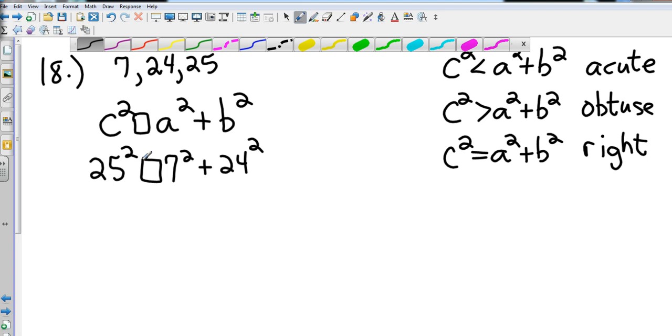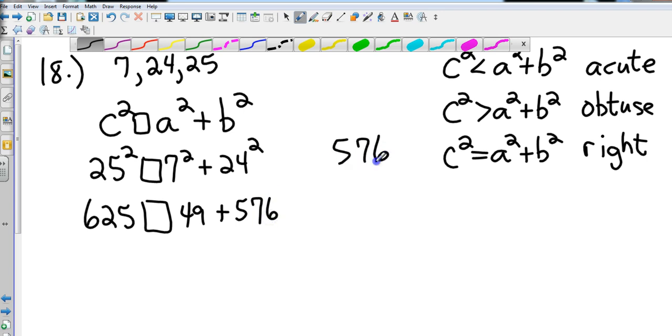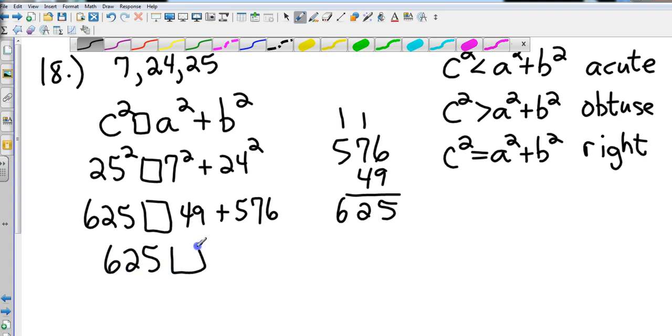Okay, so 25 squared is going to give us 625. And we'll put our box there. 7 squared is 49. 24 squared is 576. And so if I take 576 and add 49 to it, that's going to give me 625. So in this case, 625 is equal to 625. And so that's going to make this a right triangle.